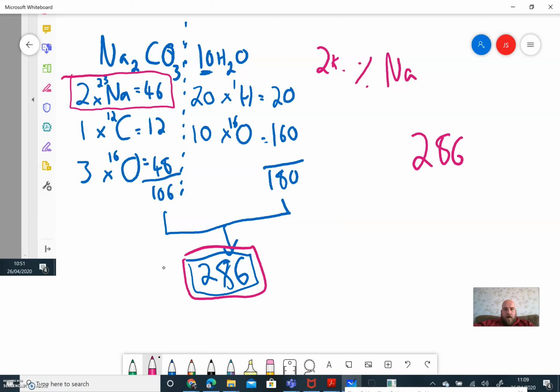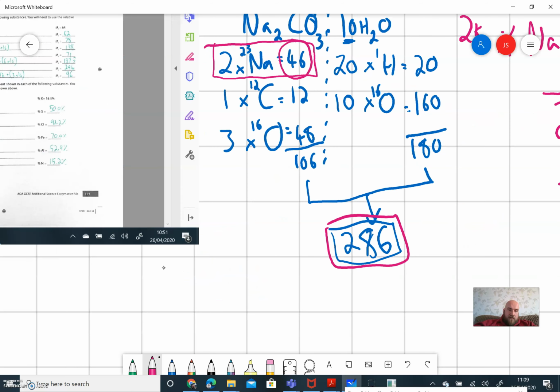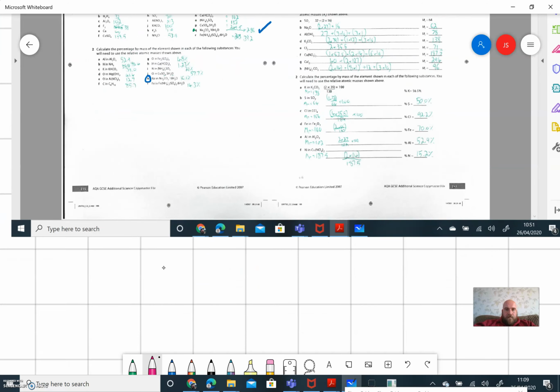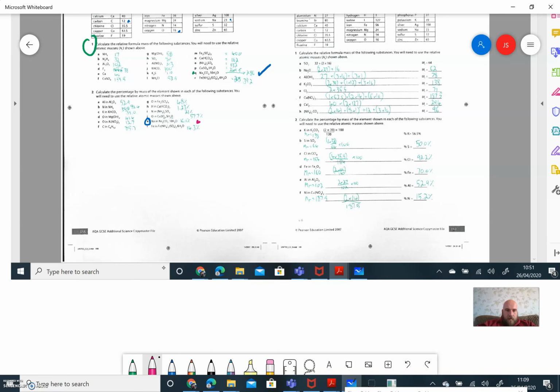Okay, so of the 286, 46 of it came from the sodium. So I'm going to turn it into a percentage. It's 46 divided by 286 times 100. And I'll do it on my calculator. And you should get 16.1%. And then hopefully that is also the correct answer. 16.1%. Beautiful.